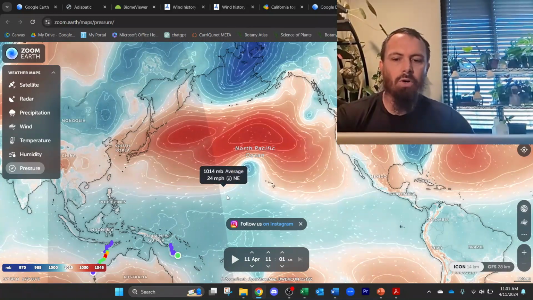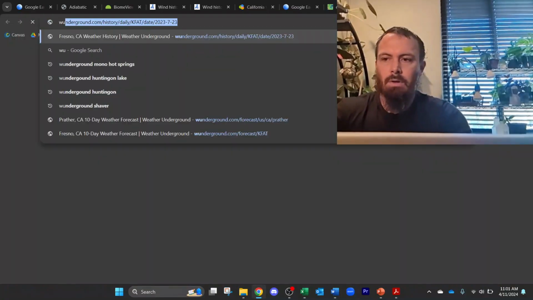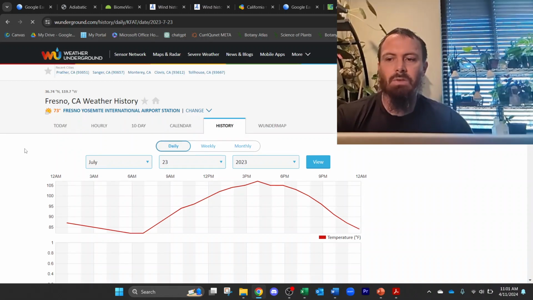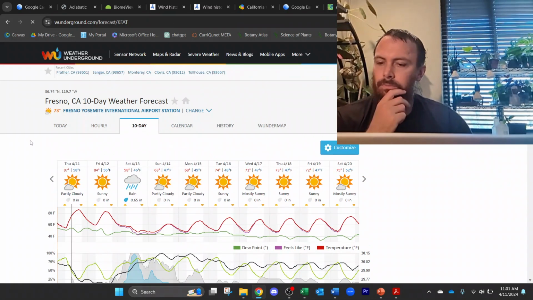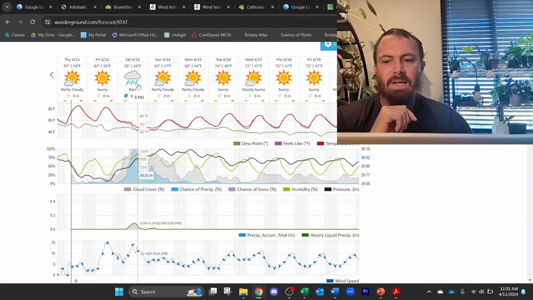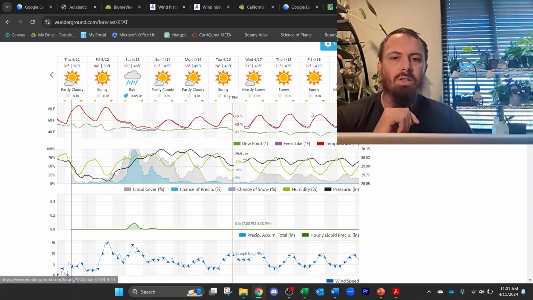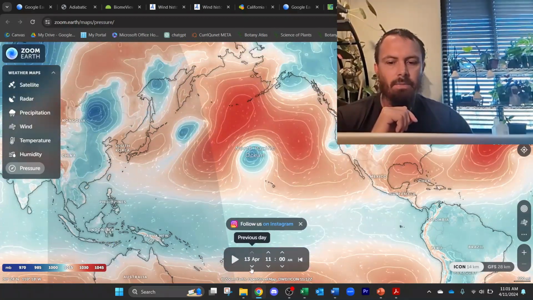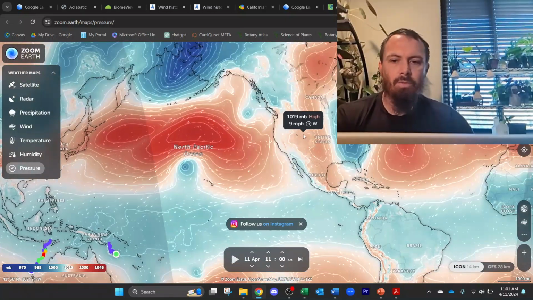Now, what's more interesting here is if I go to our daily forecast for Fresno, let's go to 10-day. It's a Thursday right now, so we're here. Friday we're gonna start to see a little bit of rain, but then Saturday we're gonna see a bunch of rain here. So on the 13th we're gonna see a lot of rain. So let's see what that looks like here on this pressure map. So if I go to the 13th, actually let me back up.